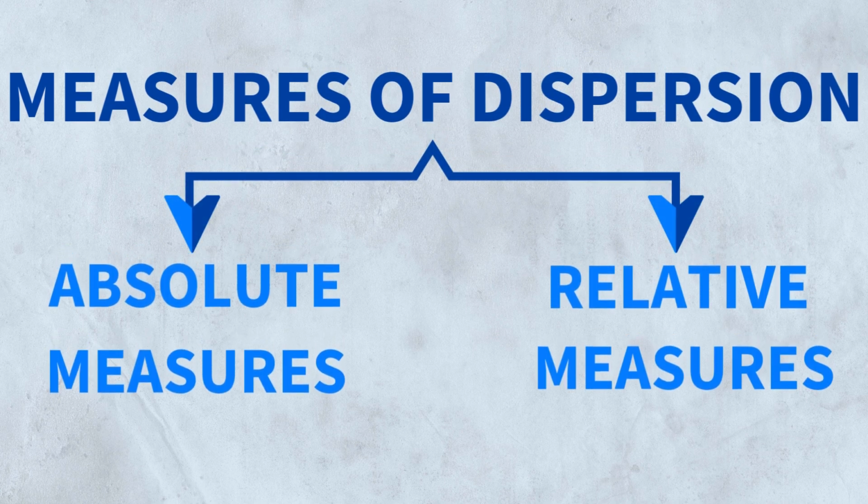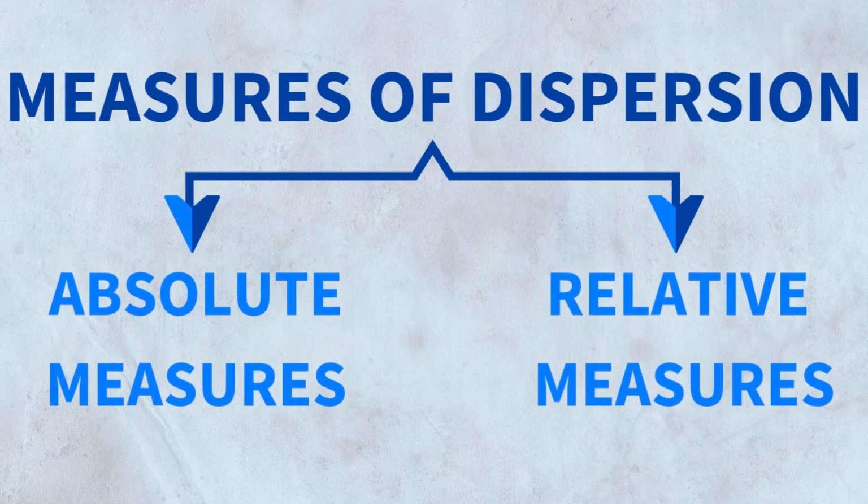Measures of dispersion generally fall into two categories, absolute and relative. The choice between them depends on their purpose in data comparison and whether they retain the original units of measurement.